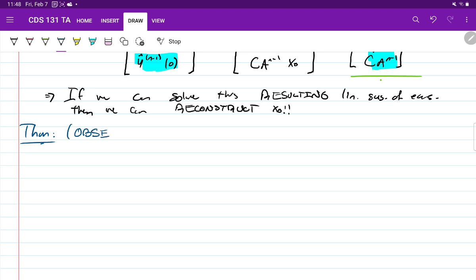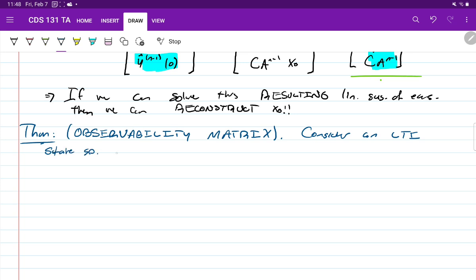So this is the observability matrix. All right, so let's consider an LTI state space representation A, B, C, D. Okay, I'm just going to assume it's continuous time for now. Let's say A belongs to R^(n by n). Then the following are equivalent.